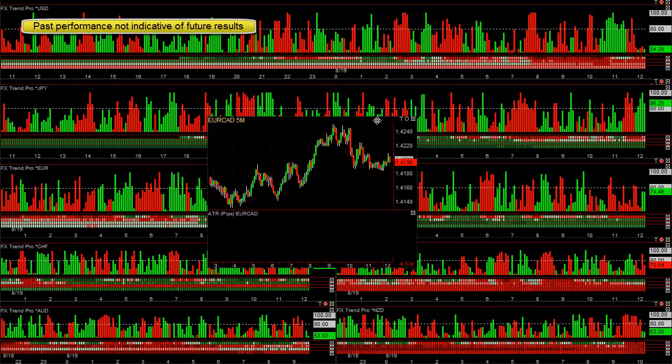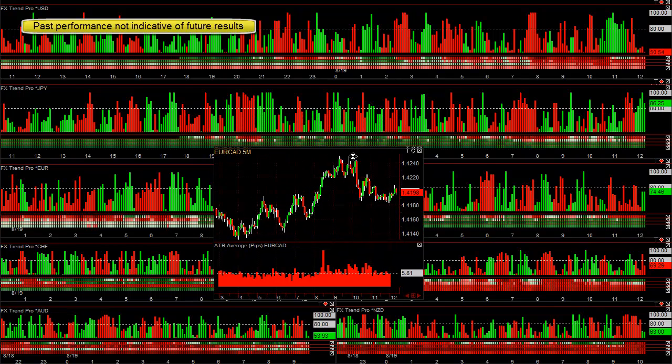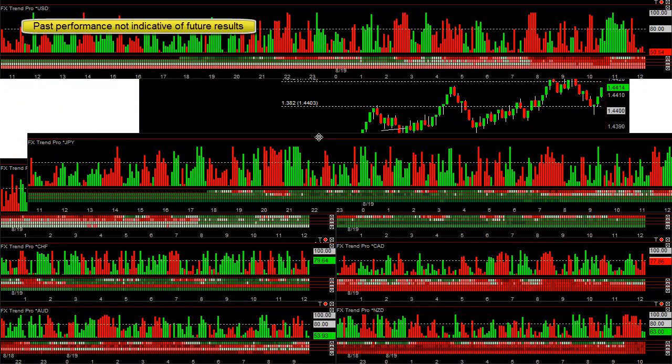I like 5-minute bars, so I'm going to find one that matches this, and it's about 5.81 pips per bar. So you can round up to 6 pips per bar.